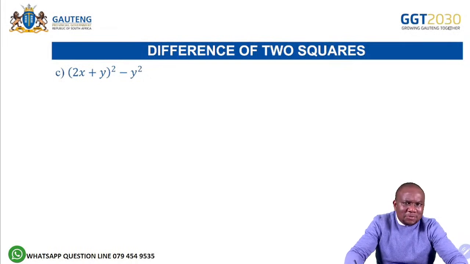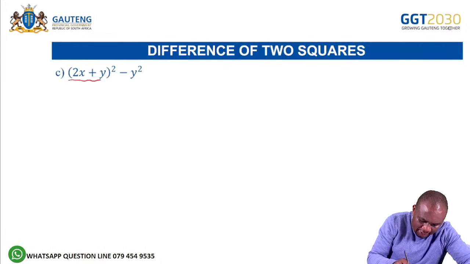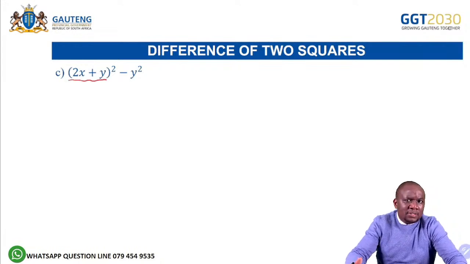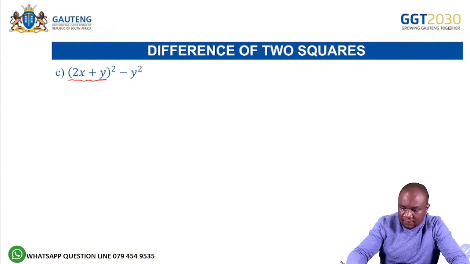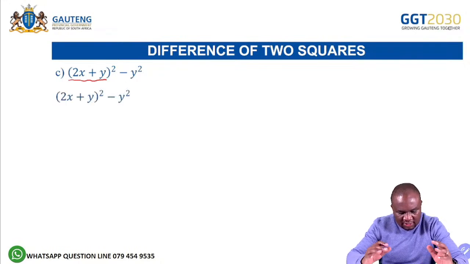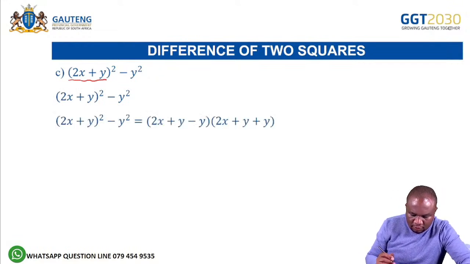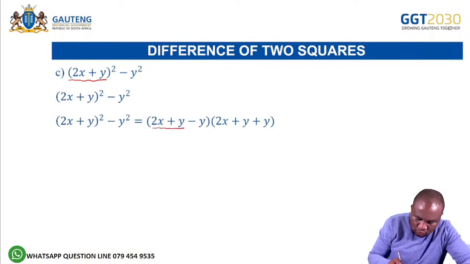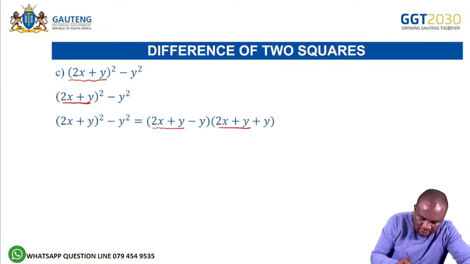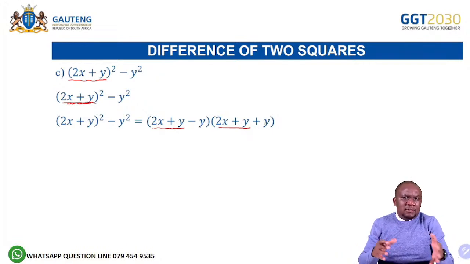Right, welcome back, I hope you managed. Let's mark our work. So now this whole bracket, you treat it just like x squared. It is a square, so it's a squared. So the whole bracket, treat like x squared. So we're going to have 2x plus y, which is this, then minus y, and then 2x plus y, which is this, plus y. You see that? Like we have x minus y, x plus y.